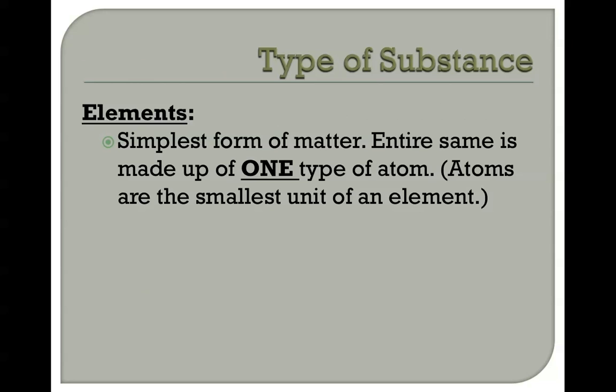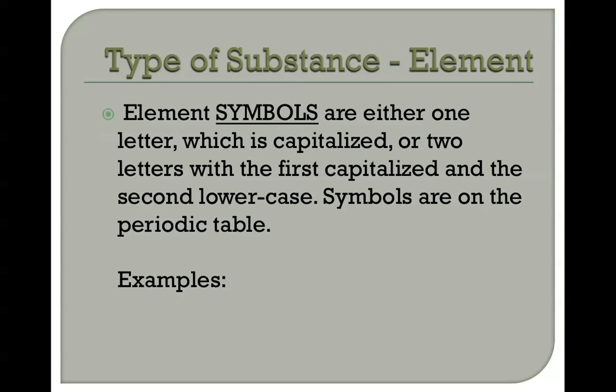So the two types of substances. The first one is an element. This is the simplest form of matter. The entire sample is made up of one type of atom. Atoms are the smallest unit of an element, so all of them only have one type of atom in them.